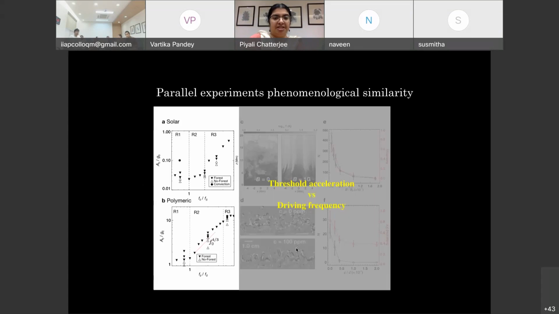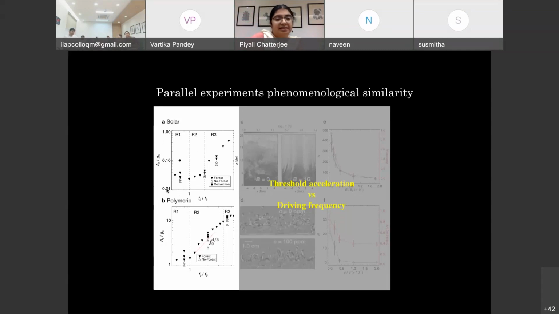So now we perform a series of experiments at each frequency. We tune the amplitude, and we do several experiments, either numerical or laboratory. And then we can make these 2 plots here. One is for the solar atmosphere, the other one is for the polymeric jets in the laboratory.